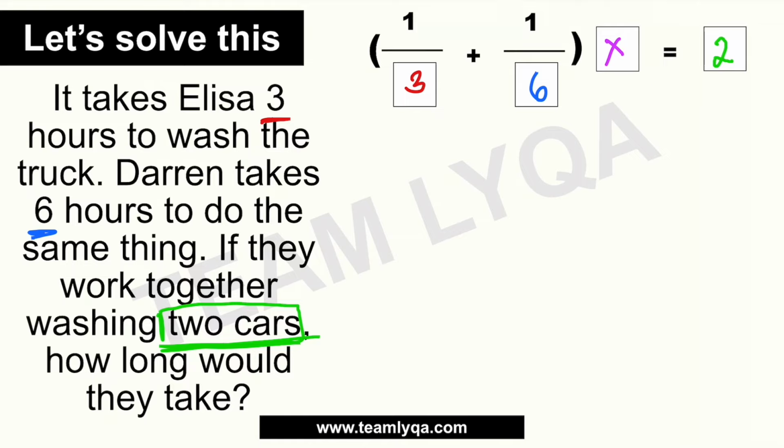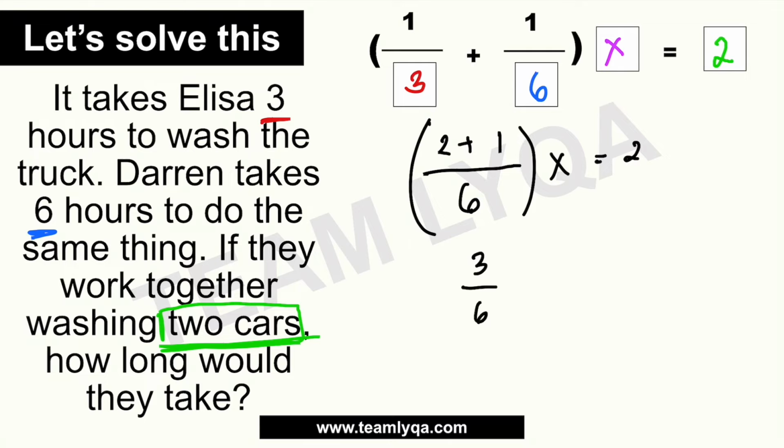Now, isolve muna natin siya. LCD natin, 3 at 6, that would be 6. So, 6 divided by 3 is 2 times 1. Magiging 2 ito. Ito, 6 divided by 6 is the same times 1. Kasi nga, pareho lang din naman yon. 1 over 6. X is equal to 2. So, now we have 3 over 6x is equal to 2.